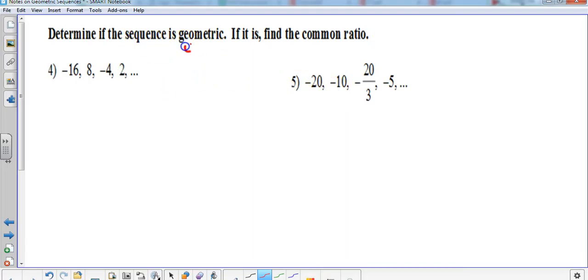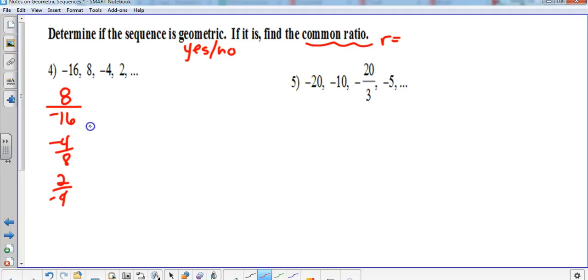Is this geometric? Yes or no? If it is, find the common ratio. Now, some of these can be tricky. Remember, any number divided by the previous term should be that ratio, right? And it should be the same all the way through. Is that working? Yes, this has a common ratio, and that ratio is -1/2. Anytime your sequence goes positive, negative, or negative, positive, you have to be multiplying by a power of a negative number.